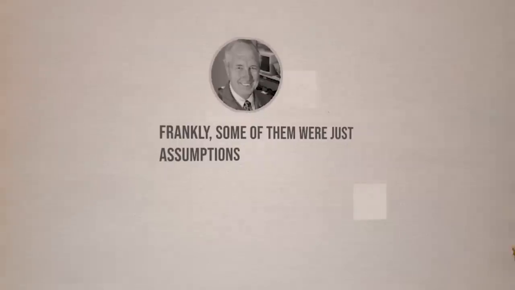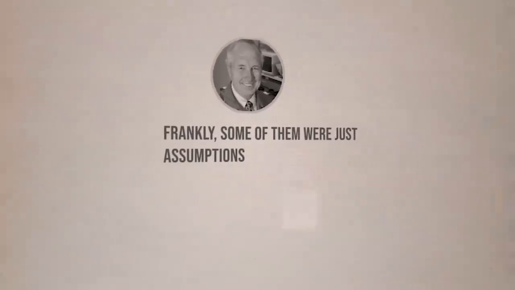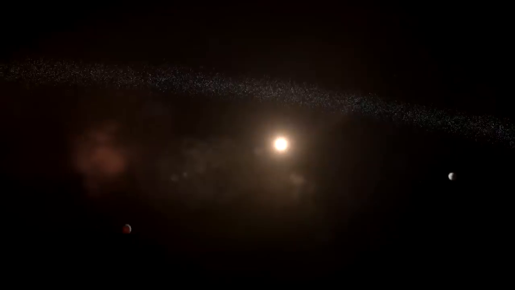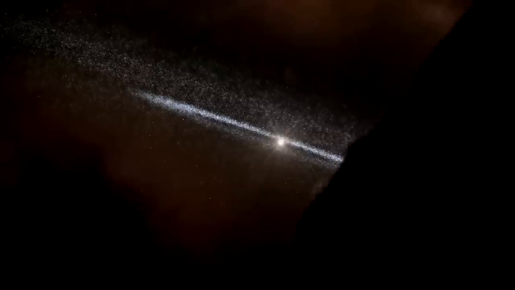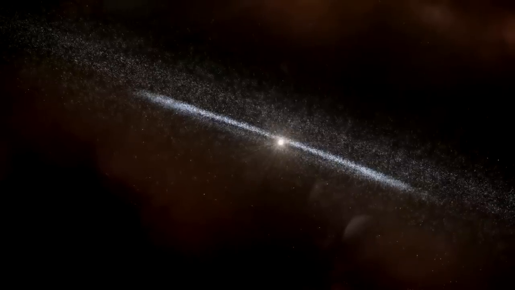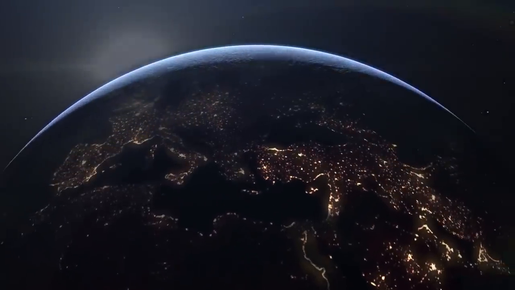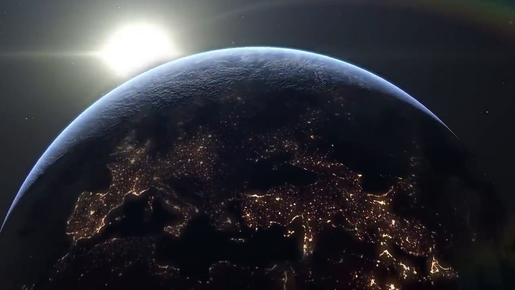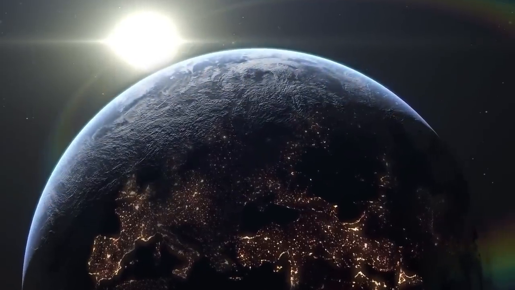According to Gurnett, frankly, some of them were just assumptions. One early guesstimate located the heliopause as close as Jupiter. Gurnett's calculations from 1993 put the distance at around 25 times further, between 116 and 177 astronomical units. 1 AU, or 93 million miles, is the distance between the Earth and the Sun.